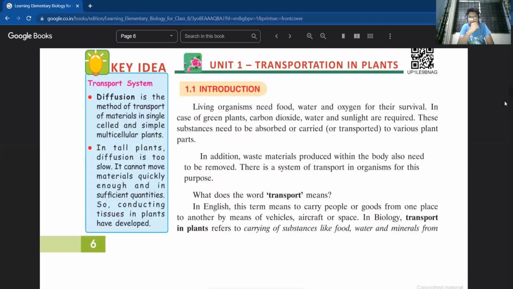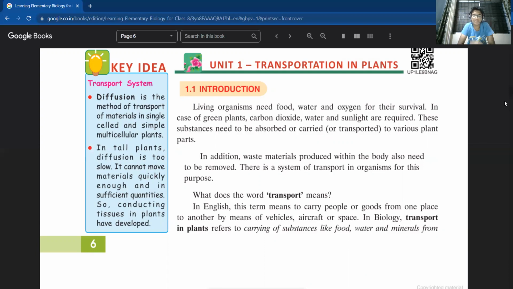Living organisms need food, water, and oxygen for survival. In case of green plants, carbon dioxide, water, and sunlight are required. As we all know, carbon dioxide is taken up by the trees, and then trees give out oxygen in return. So, carbon dioxide, water, and sunlight are necessary for the plant.